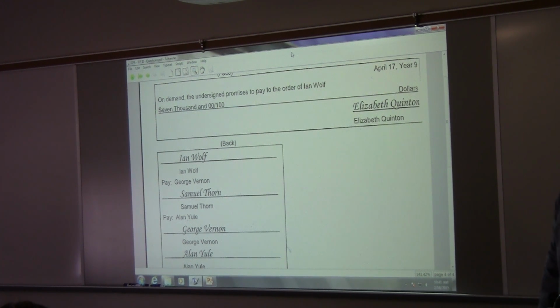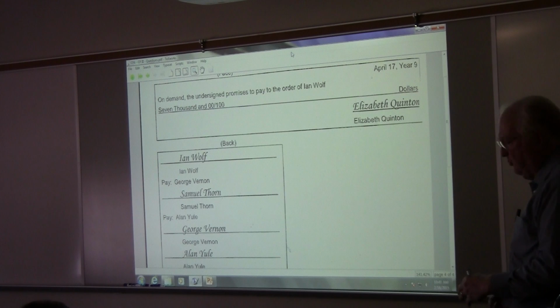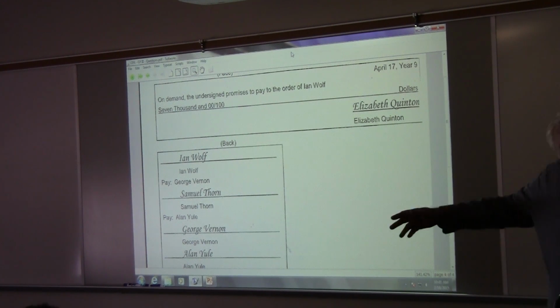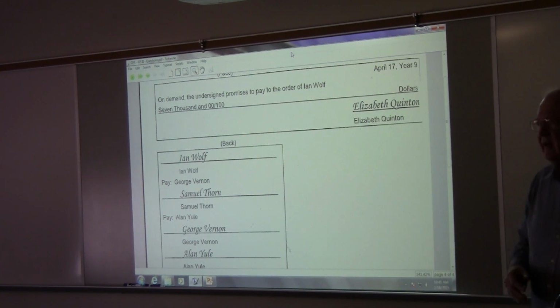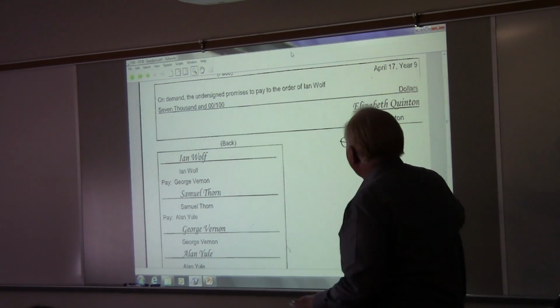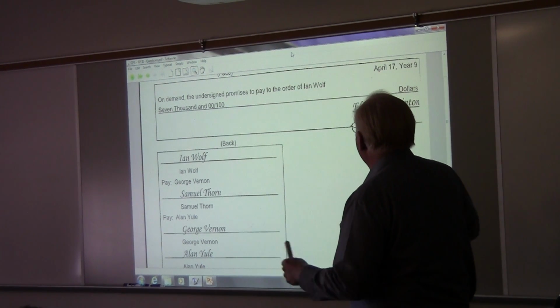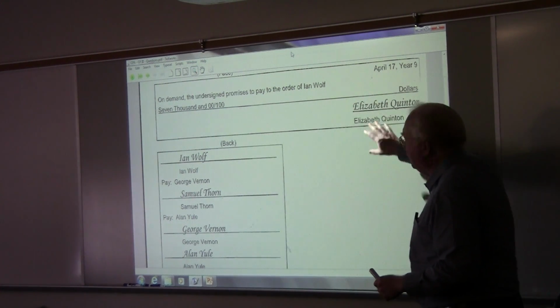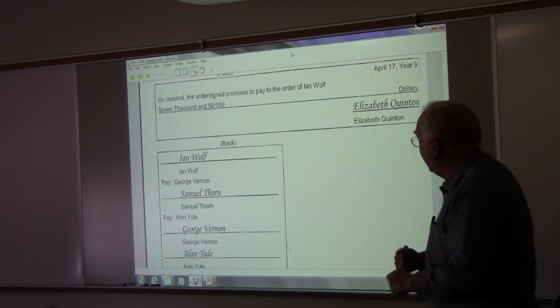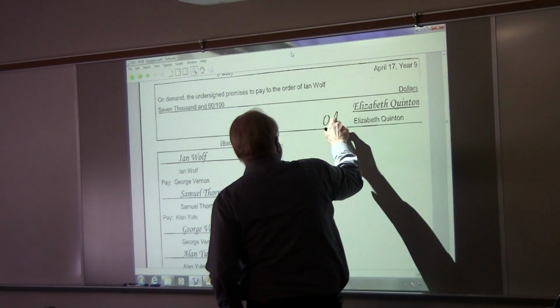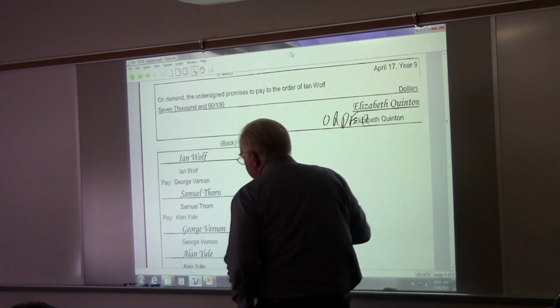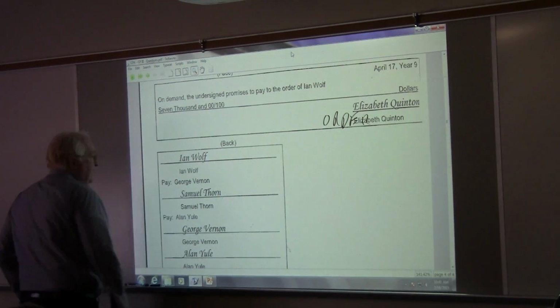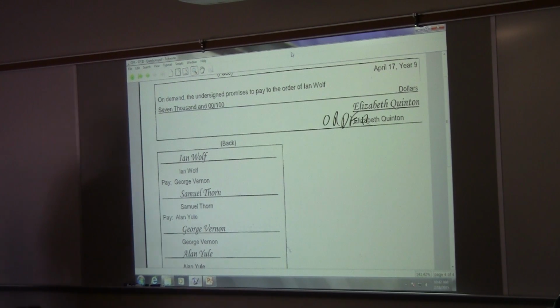So the question that David asked is whether it's order, bearer, whatever. So let's go through one by one. On the note, the undersigned promise pays to the order of Ian Wolf. The original note is order or bearer? Order. And then Ian does a blank endorsement, and so that makes it bearer.